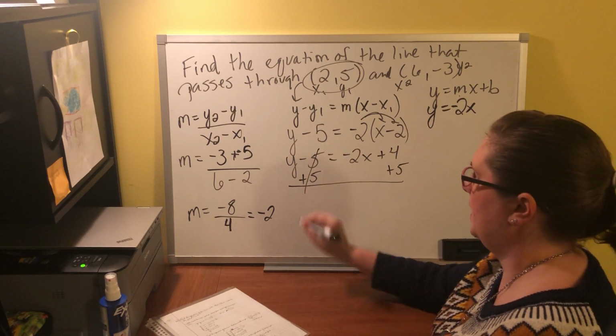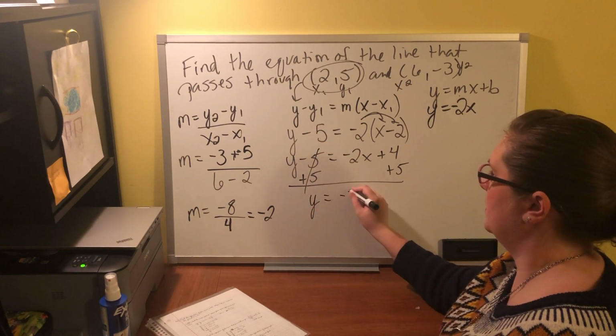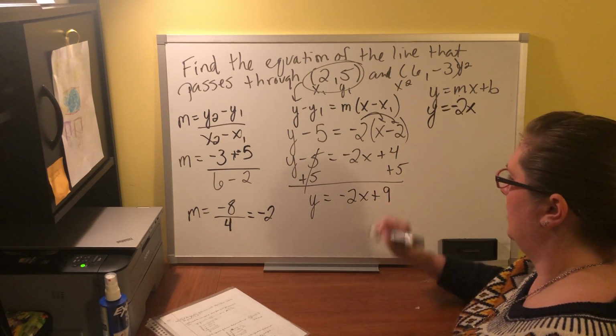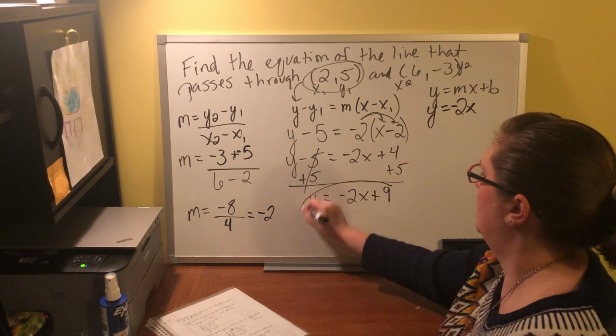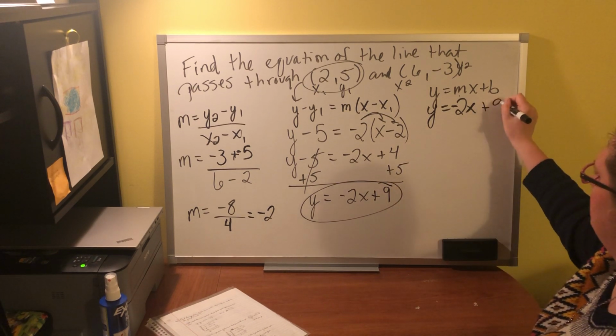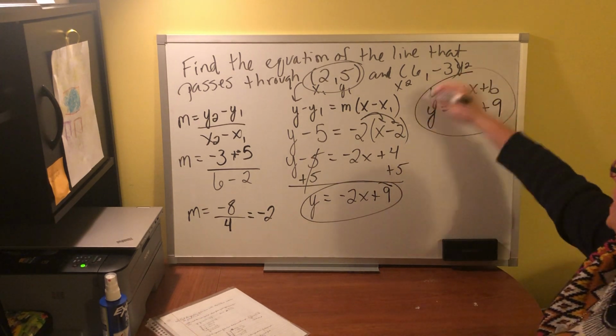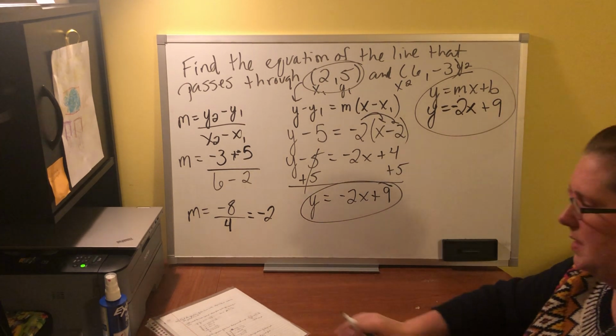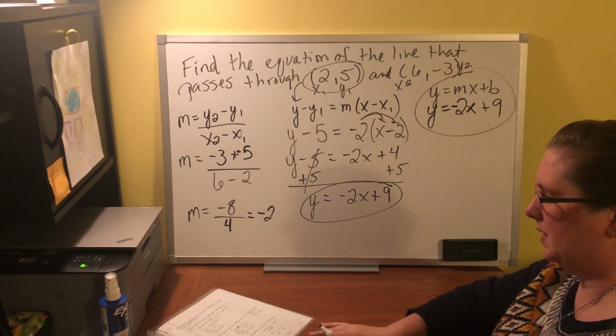So negative 5 and 5 cancels. I bring down my y equals. We still have our negative 2x. Now I have 4 plus 5, positive 9. There's our equation of our line. Now it's set up just like y equals mx plus b. We have our negative 2x plus 9. Okay, so it's set up exactly as we need.